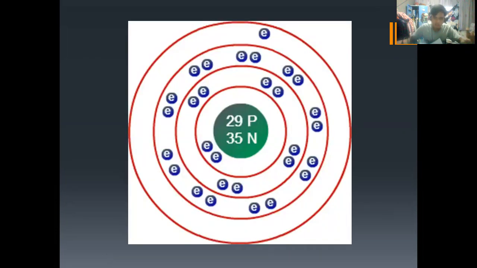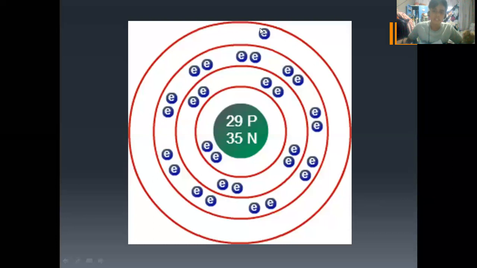This is the atomic structure of copper. A copper atom has 35 neutrons, 29 protons, and 29 electrons. Copper has a valence electron of 1. Valence electron is the outermost part of an atom.